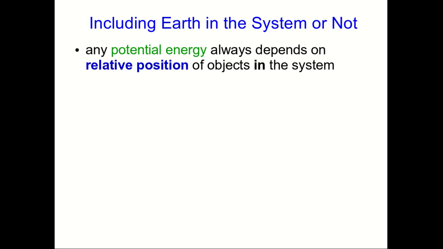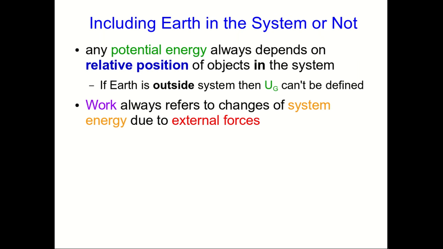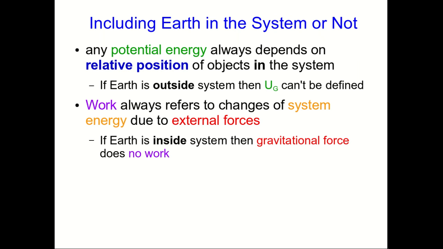Remember that any potential energy always depends on relative positions of the objects that are inside the system. And so that's why if the Earth is outside the system, then you can't even define a gravitational potential energy. On the other hand, work always refers to changes of the system energy resulting from external forces. That means if the Earth is inside your system, then the gravitational forces do no work because they're internal forces to your system. So you need to make a choice.